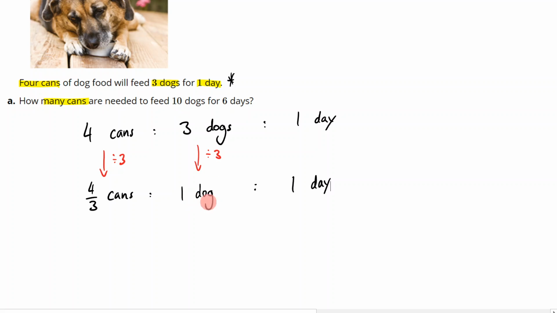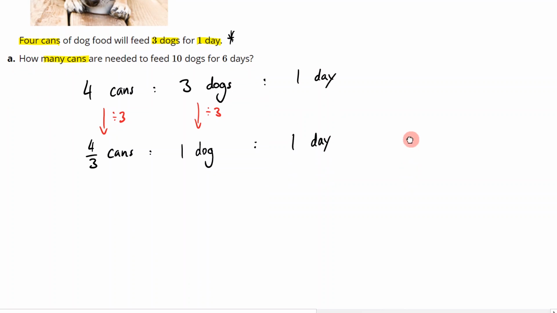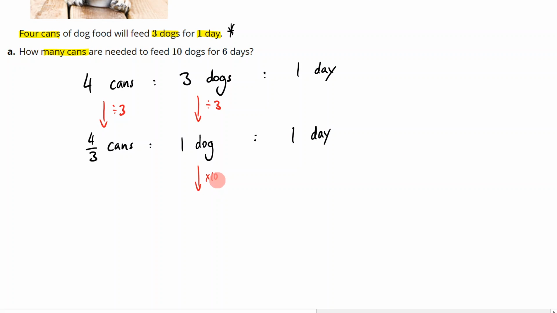Now remember, the aim of the game was to get this to 10 dogs. So I'm now going to have to turn this 1 into 10. And the way I do that is I times by 10. And if I was to times by 10, I'm now going to end up with 10 dogs. And remember, we don't want to touch these days yet. But if I'm going to have 10 dogs, it's going to change something. So let's make it change the cans. If I have more dogs, I'll need more cans of dog food. I'm going to times this one by 10. Now, when you're timesing a number by a fraction, remember you times the numerator like this. And I know that 4 times 10 is 40. So I'm going to get 40 cans for 10 dogs for 1 day.